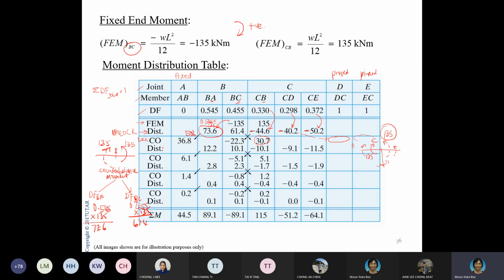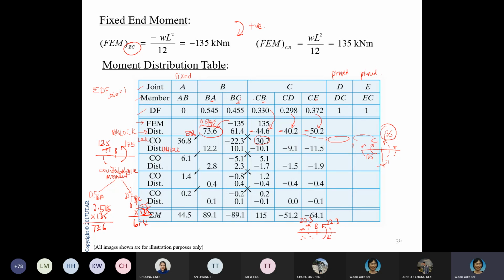So same thing, distribution here, when you unlock. Where's your unbalanced moment? This one? No, because this is fixed, so you leave it here. Don't touch it. You unlock B, you have negative 22.3 now. So your B now is negative 22.3. This is on BC. So I need to have a counter moment of 22.3. But this counter moment, I need to distribute to here and to here.